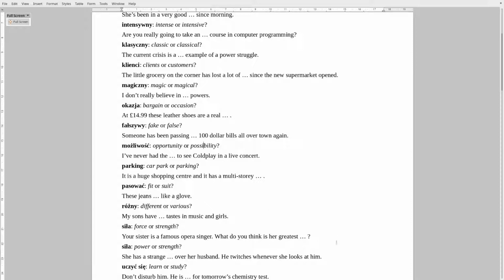So fałszywy, fake or false. Someone has been passing fake $100 bills all over town again.